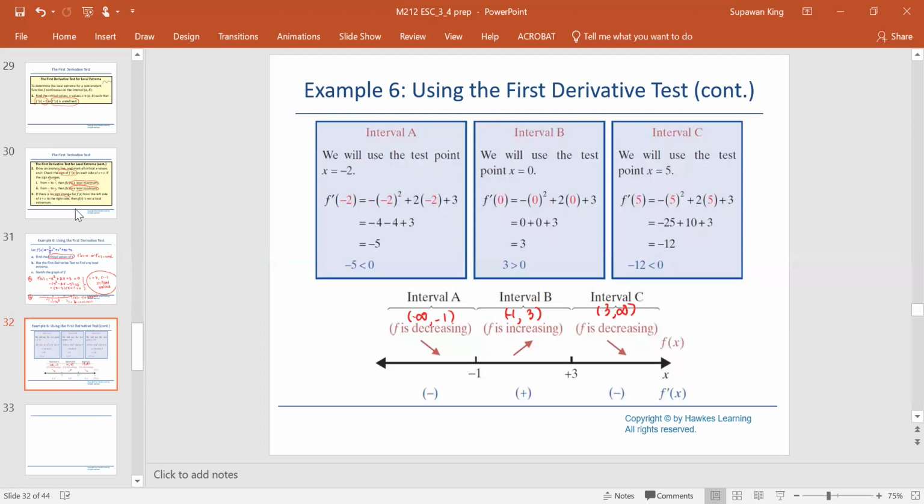For the first derivative test, the sign changes on the left from negative to positive, from decreasing to increasing, so x equals negative 1 gives you the local minimum value. Next, for the sign changing from positive to negative at x equals c equals 3, the graph is increasing and then decreasing. So x equals 3 gives you the local maximum value.